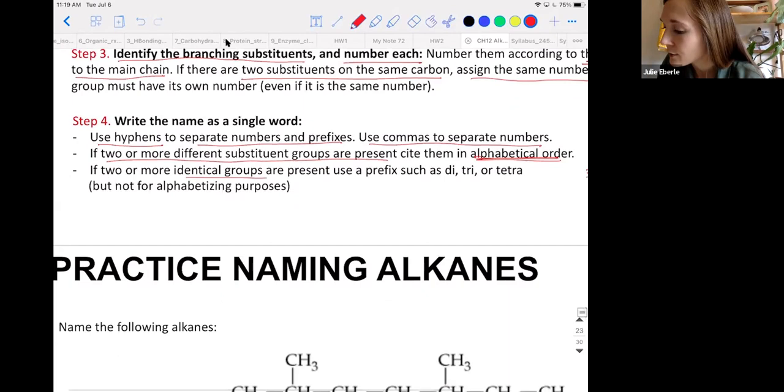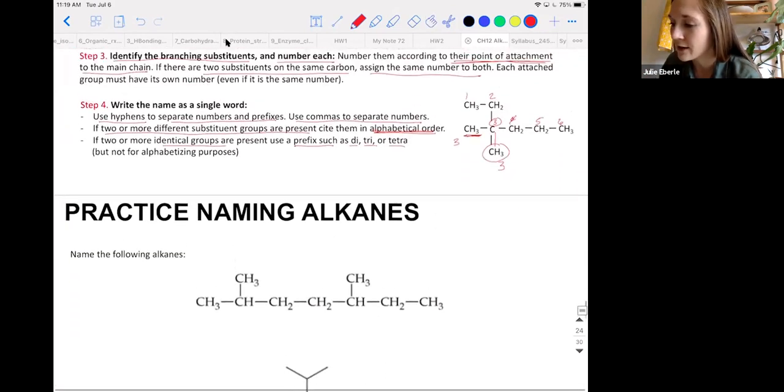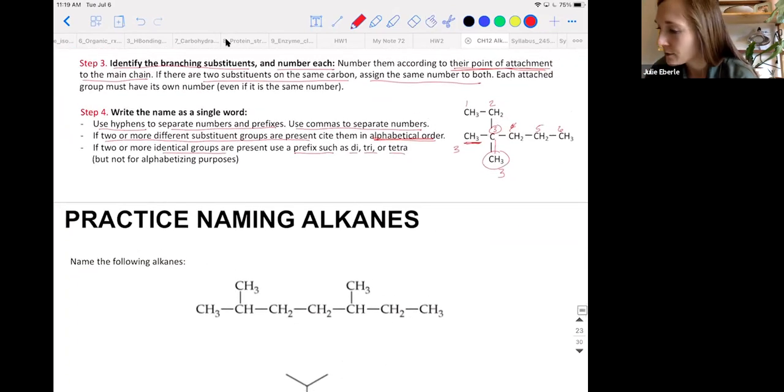If 2 or more identical groups are present, then you're going to use prefixes such as di, tri, or tetra. But you don't pay attention to the prefixes when you're alphabetizing everything. Okay, this is super confusing. Let's actually try to write out the name of this. Here's what I know. My longest continuous chain has how many carbons in it?